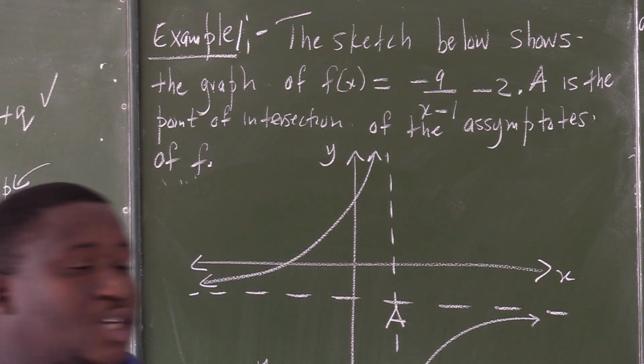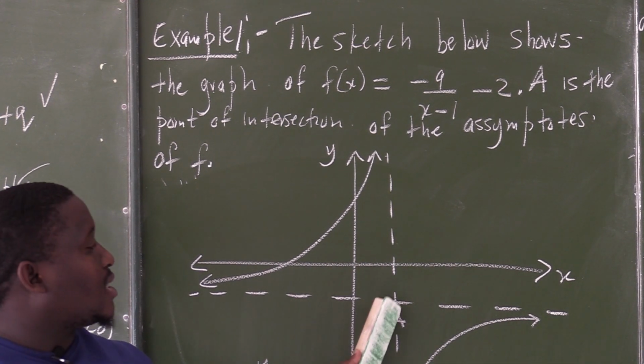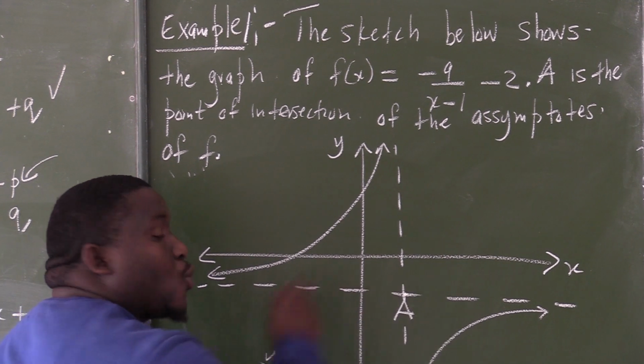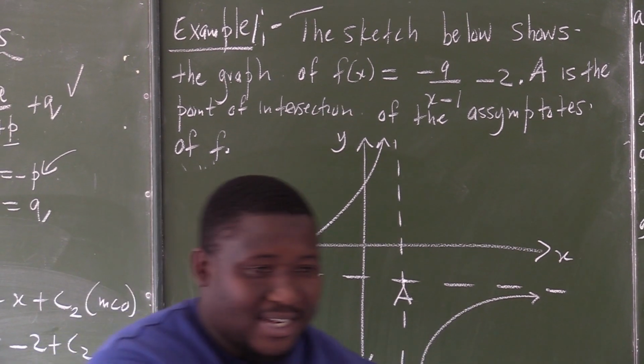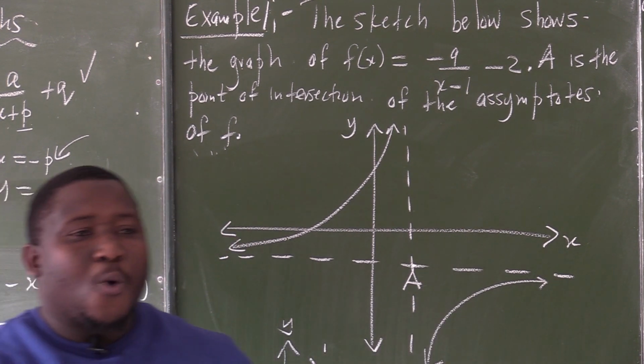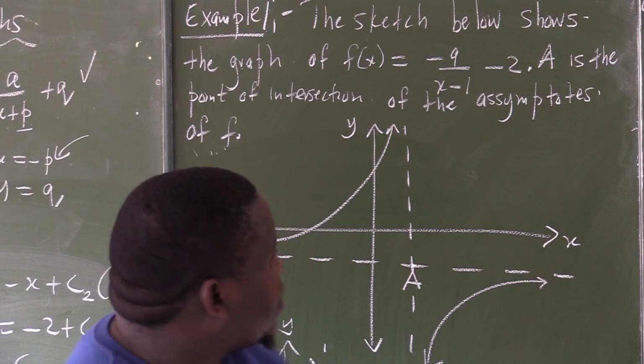Even if they had not said that A is the intersection of the asymptotes, we now know that here is where your asymptotes will intersect. Now, by looking at the graph, it is very easy to see what the equations of the asymptotes are at this point.